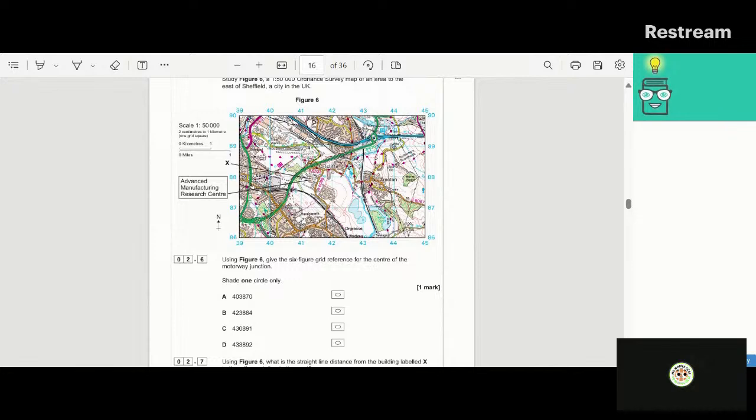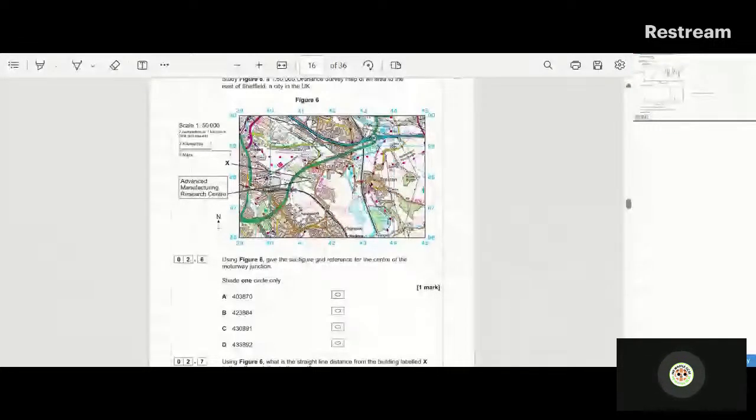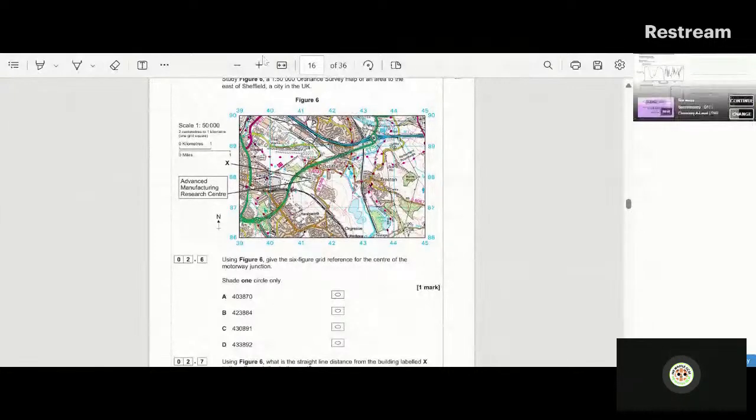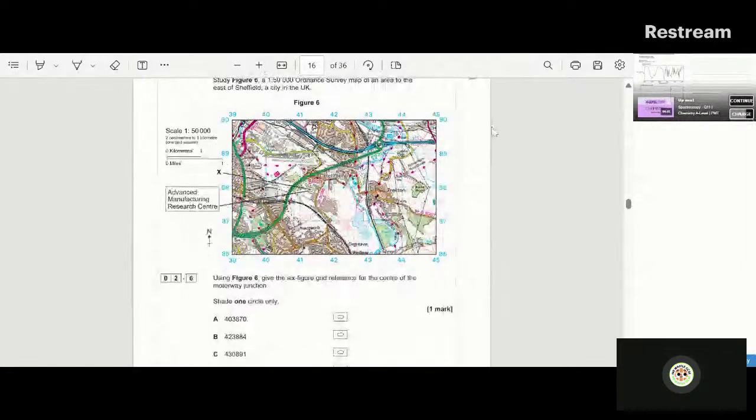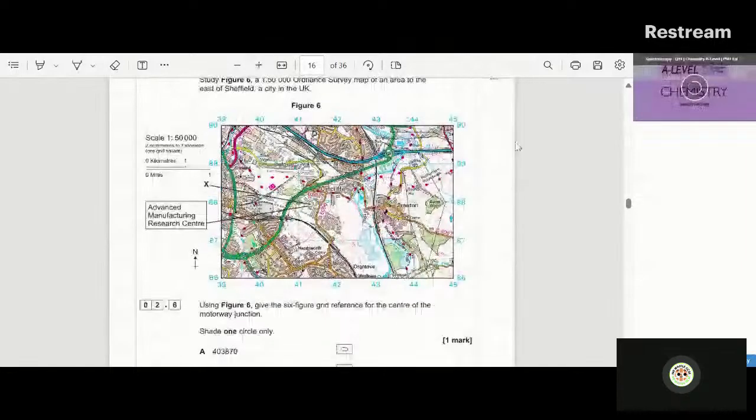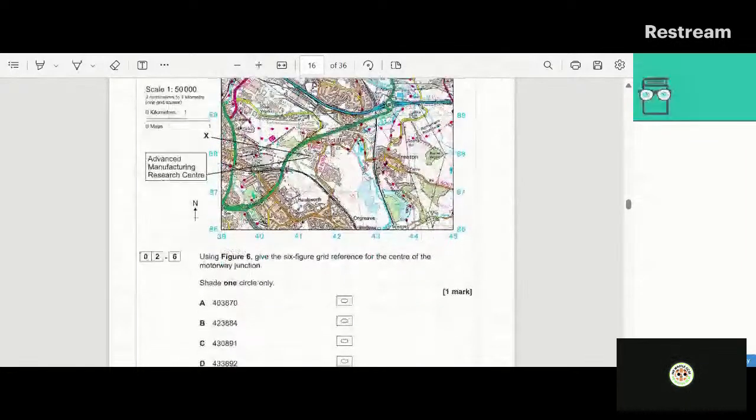If you don't know how to do a 6-figure reference, don't worry, I will be going through it. I just want you to try and answer this question. So if you can, what is the question? Let's see. Using figure 6, give the 6-figure grid reference for the center of the motorway junction. So I'm trying to make it as open as possible.